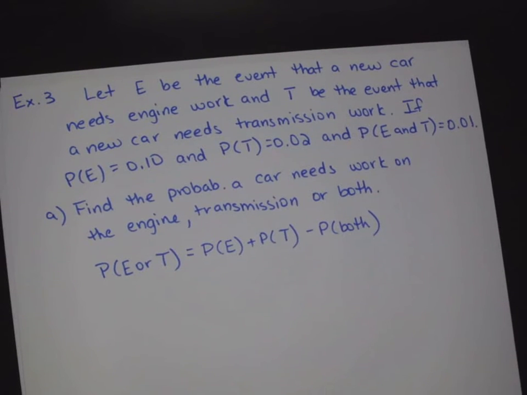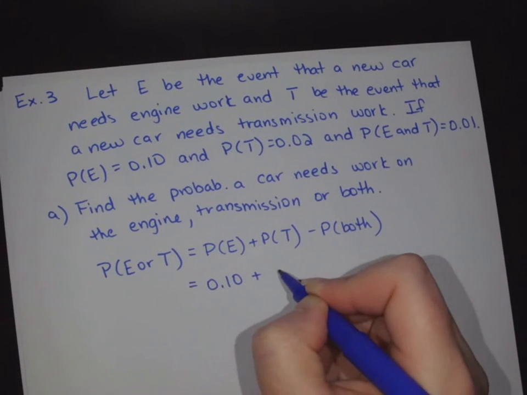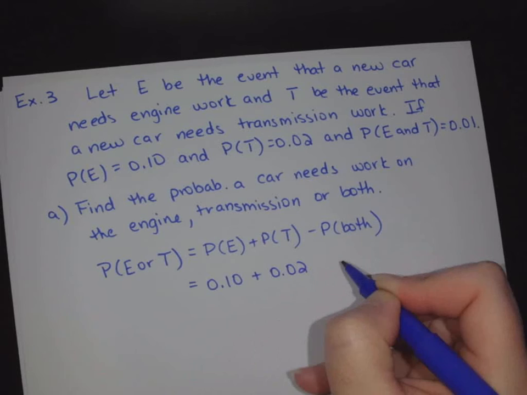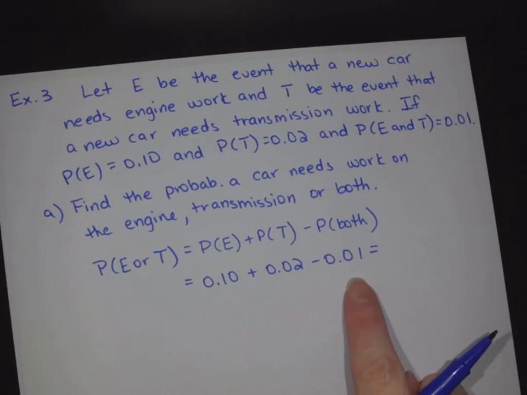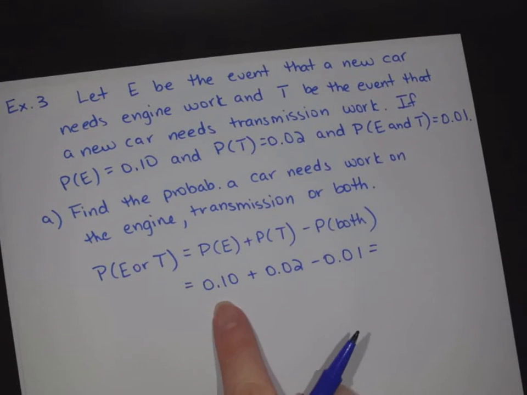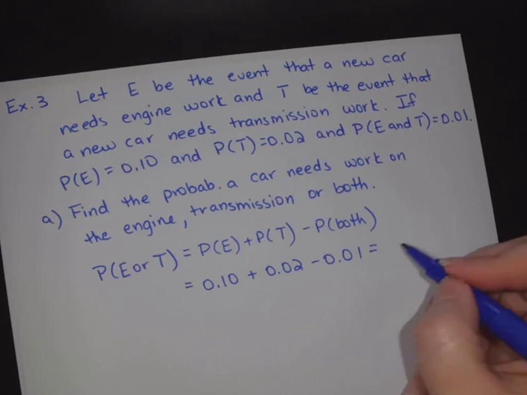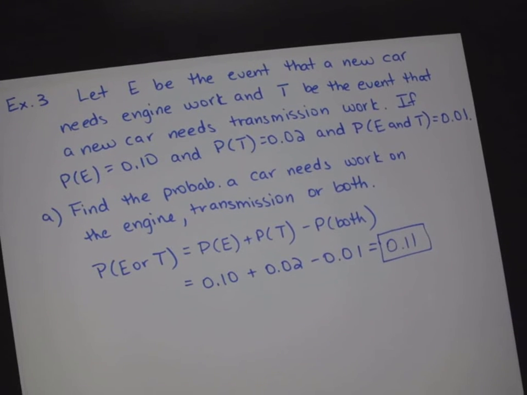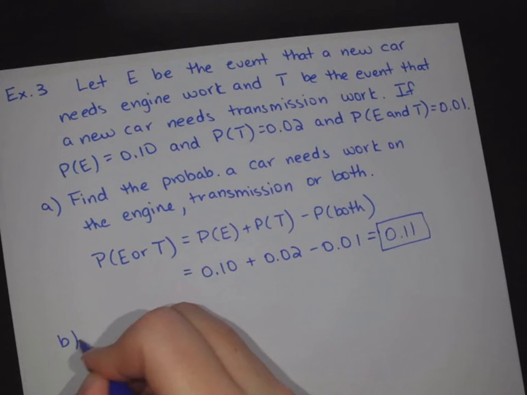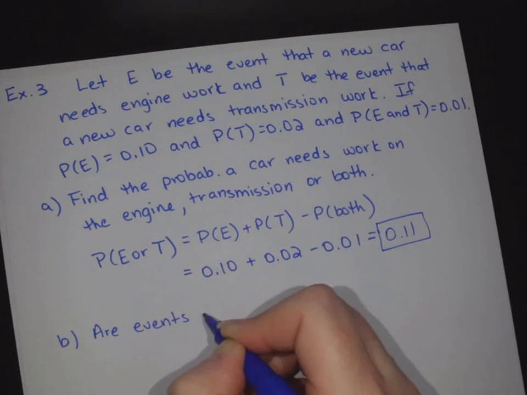And I have all of those things given to me. The probability of engine work is 0.10. The probability of transmission work is 0.02. The probability that it is both is 0.01. Remember, this avoids something being counted twice. So this is 10 plus 2, which is 12, minus 1, which is 11. So the probability is 0.11. This isn't a tough question, but I want you to think about why it's true or not.